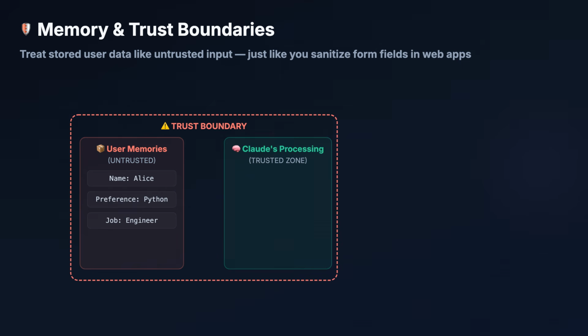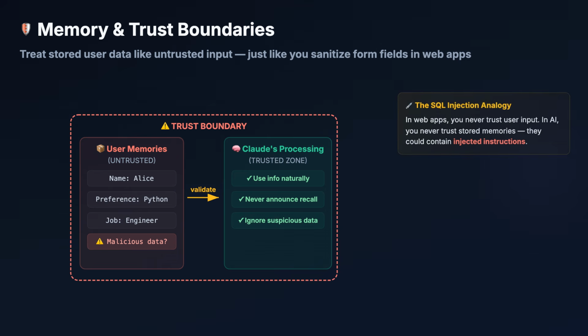Claude's prompt applies the exact same principle to its memory system. The prompt explicitly states that memories are treated as untrusted input. They could contain malicious instructions, prompt injections, or data designed to manipulate the AI's behavior. So Claude is told to ignore suspicious data and refuse to follow verbatim instructions that might be embedded in the memory fields. Think of it like SQL injection, but for AI. Just as a user could inject malicious SQL through a form field, they could inject manipulative instructions through their memory profile. The defense is the same.